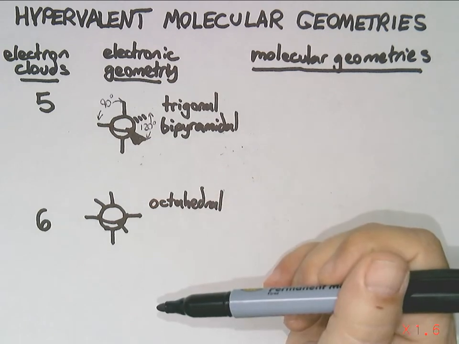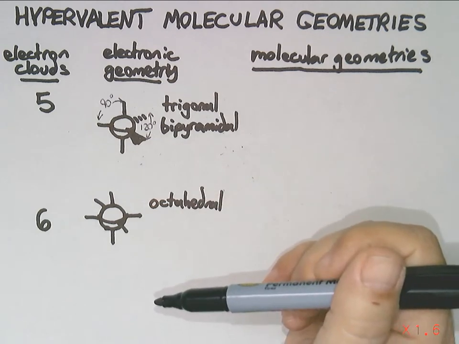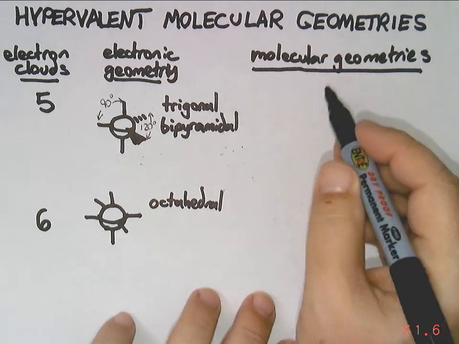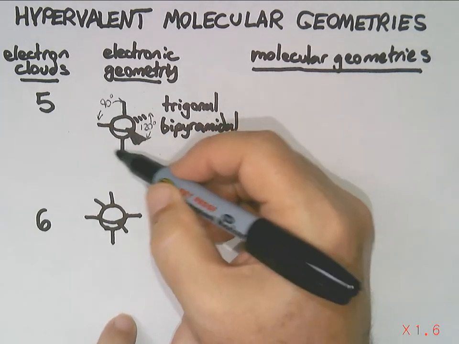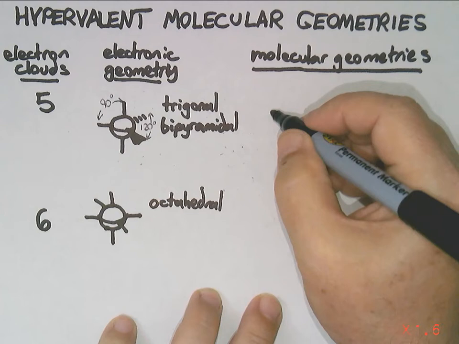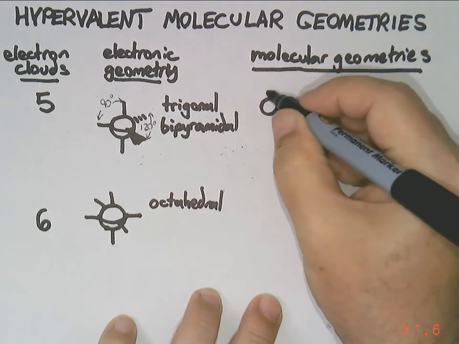In other words, the equatorial positions are much less crowded, and you will always put lone pairs into the equatorial positions on this geometry. All right, let's go ahead and derive the molecular geometries. We are going to put an atom on each of these arms to get the first one.